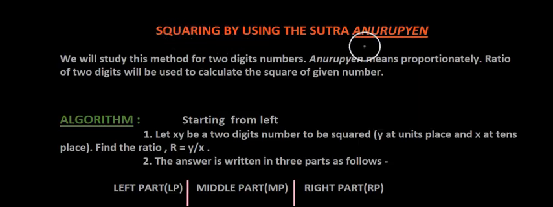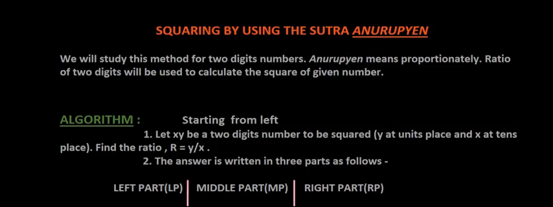Squaring by using the sutra Anurupyen. Anurupyen means proportionately. So let us read first the description and then the algorithm. We will study this method for 2-digit numbers. Anurupyen means proportionately. The ratio of 2 digits will be used to calculate the square of the given number. Now this is a specific technique, a specific method. We are going to apply this sutra Anurupyen for squaring only for 2-digit numbers.